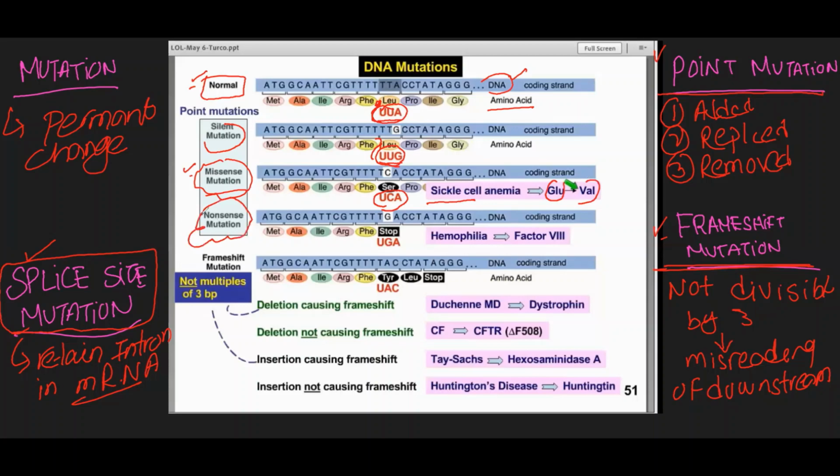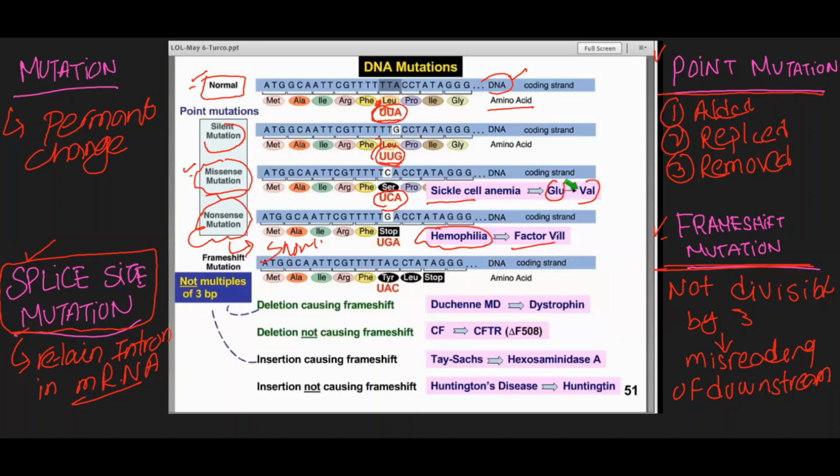Next is the nonsense mutation. What happens in the nonsense mutation? Only one nucleotide is replaced, and the genetic code becomes UGA, and this UGA code represents the stop codon. It does not represent any amino acid. So the protein produced by this type of mutation is shorter than the normal protein. An example of the nonsense mutation is hemophilia, where factor 8 is deficient.